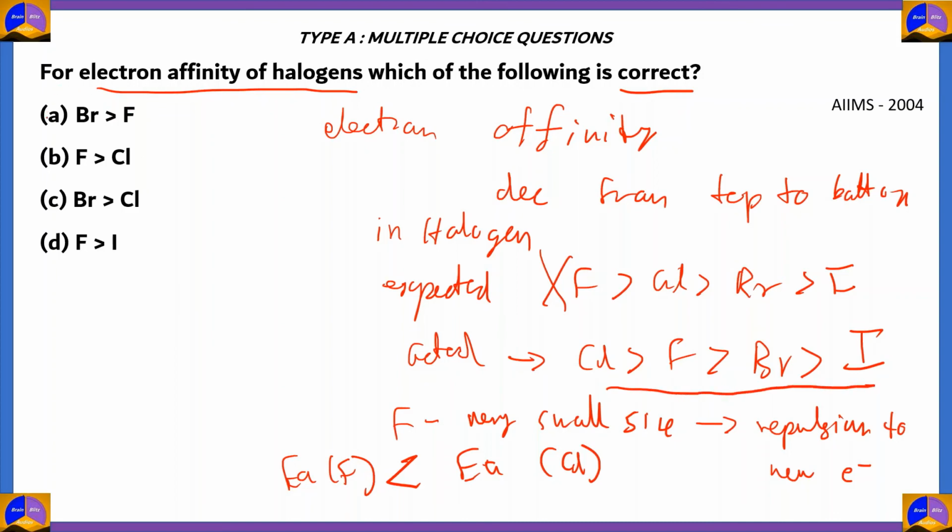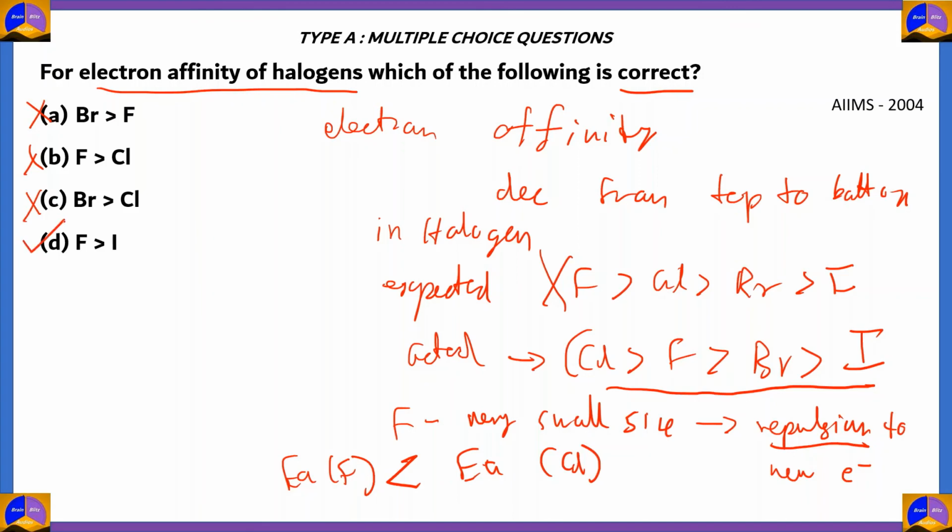So therefore, option A, Br greater than F, is incorrect because over here, F is greater than Br. F greater than Cl is incorrect because here Cl is greater than F, and we told the reason why, because of the repulsion of new electrons due to its very small size. What about option C? Br is greater than Cl. Again, incorrect. As you can see, Cl is way greater than Br when it comes to electron affinity. So option C is incorrect.